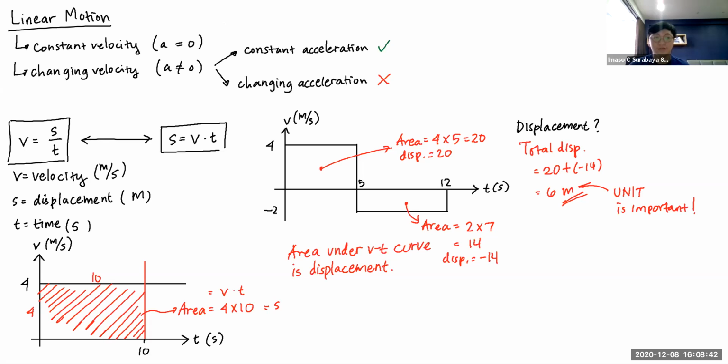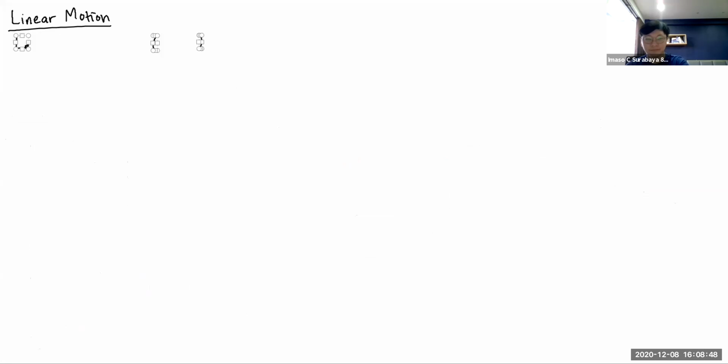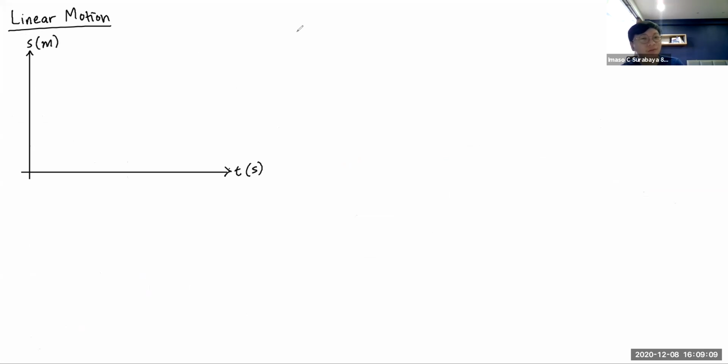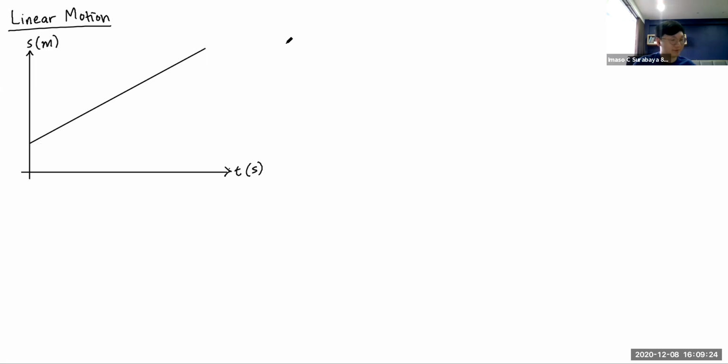Okay. Now, the next one. So another graph. This time it's not v-t, but it is s-t. What does a linear motion with constant velocity look like? Going diagonally up in a straight line. Okay, so something like this.